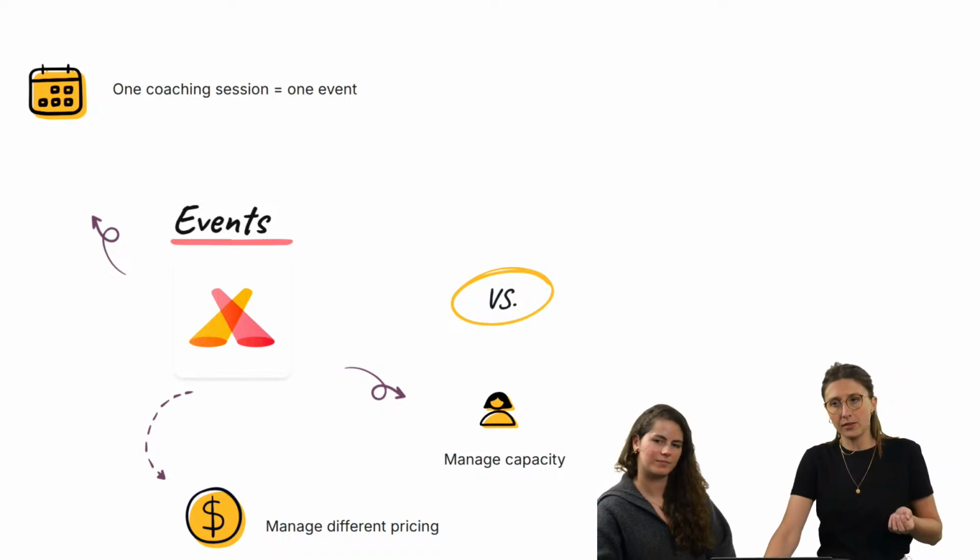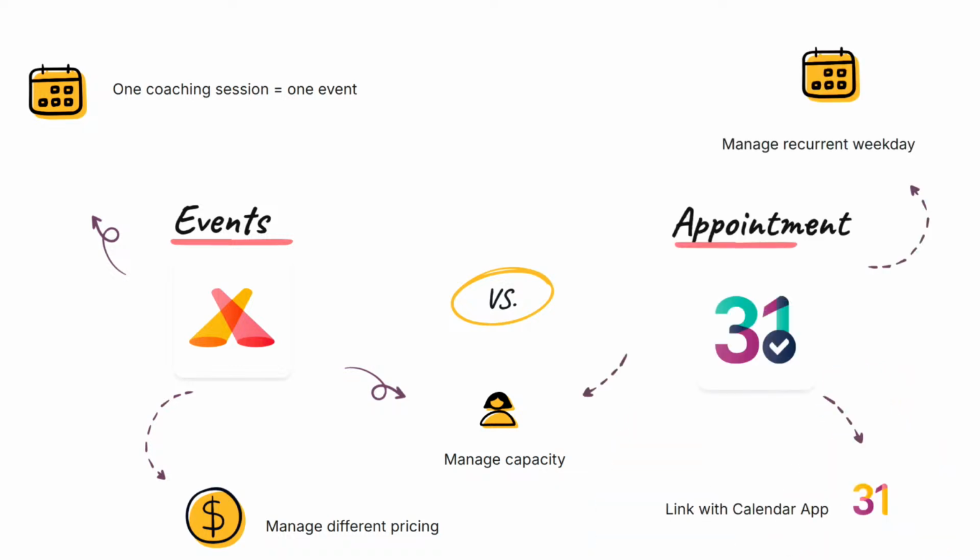On the other hand, I could think about appointment, and here what's really nice with appointment is that you can manage recurrent weekdays. So we have an idea of which day you want to come. The advantage with appointment is that it's linked with the calendar app, and the calendar app allows you a recurrency, and it also manages your capacity.